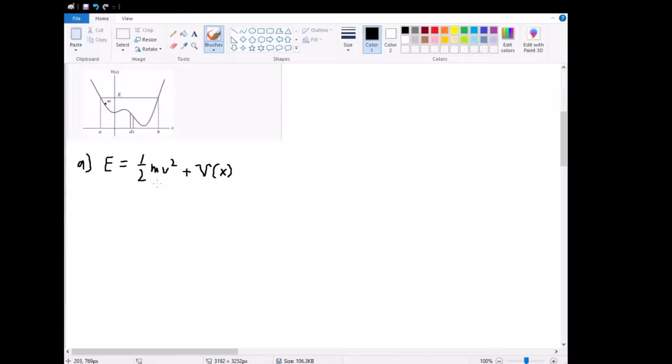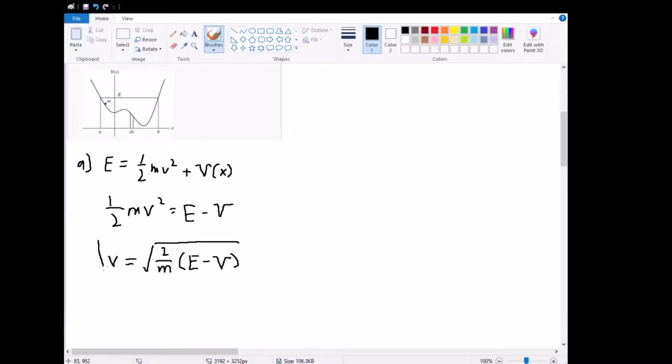So now it is as simple as just isolating this expression in terms of v. So we know that 1/2 mv squared is equal to the total energy minus the potential, E minus V. We do some moving around and we get that v is equal to the square root of 2 divided by the mass of the particle times the energy minus the potential. And this is our answer to part A.